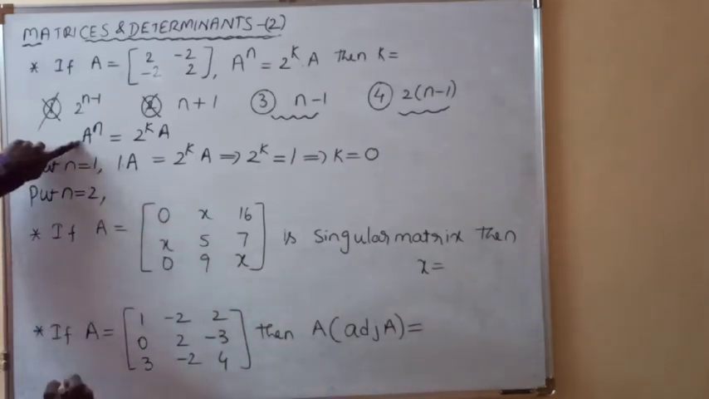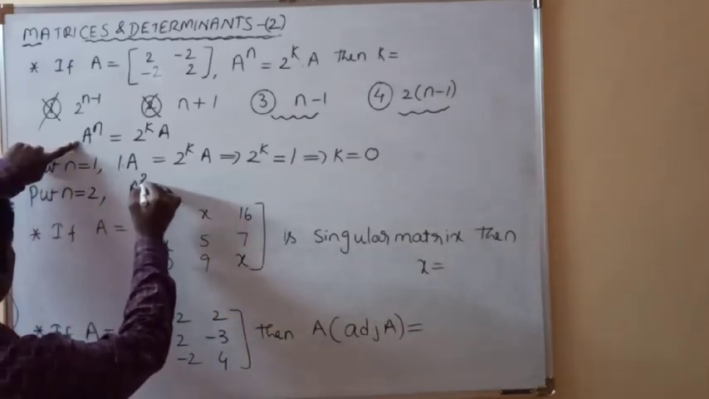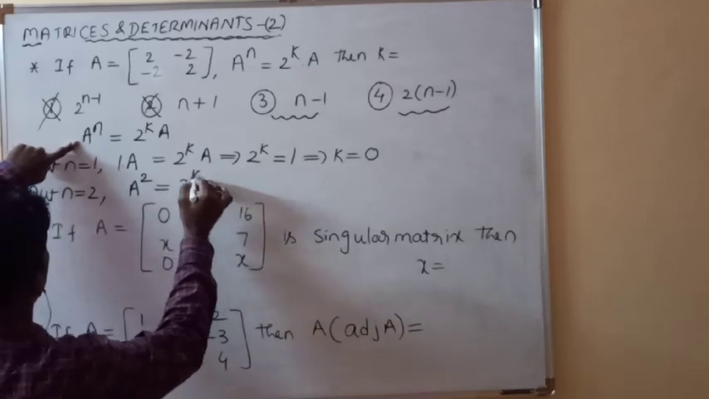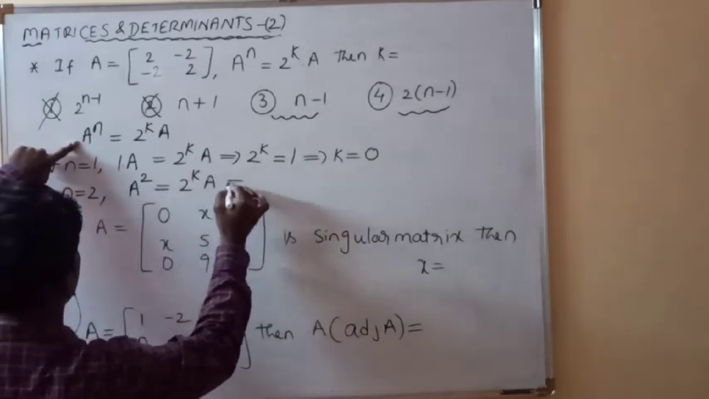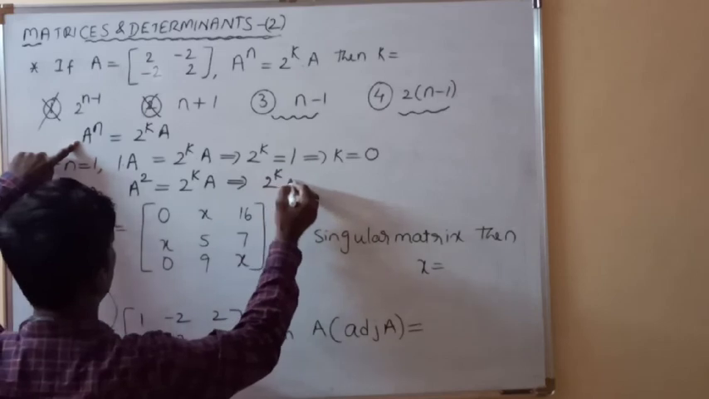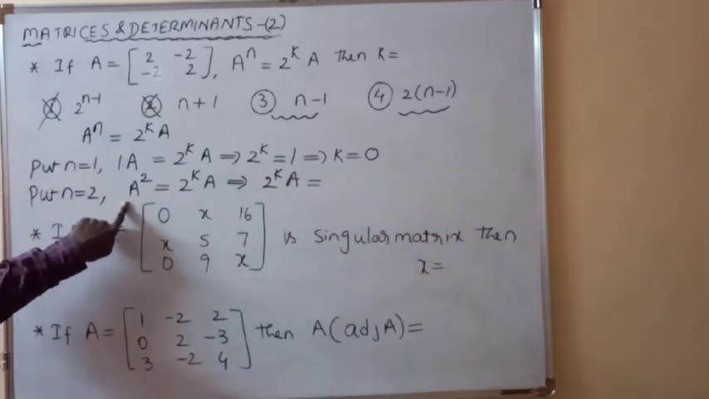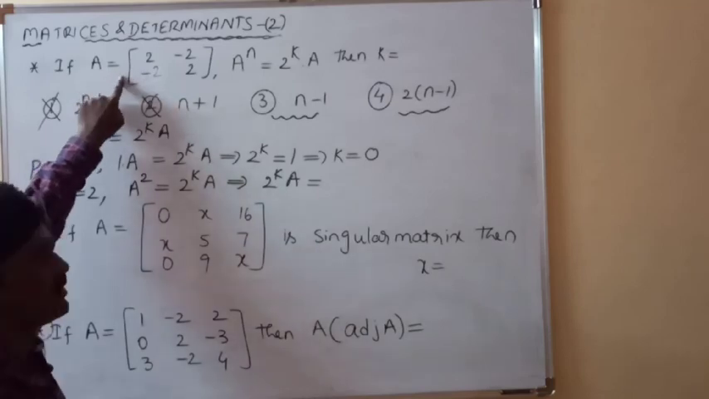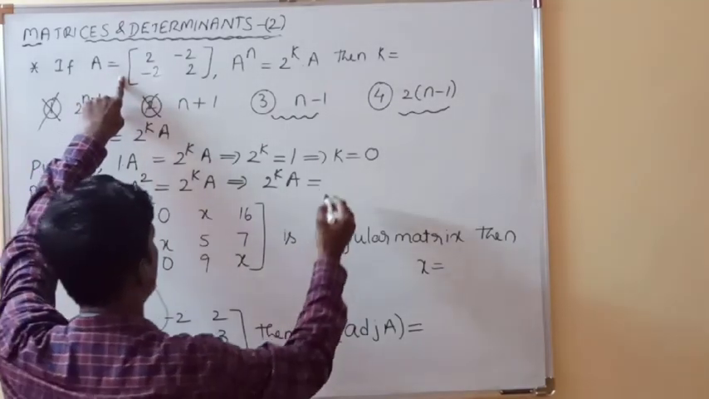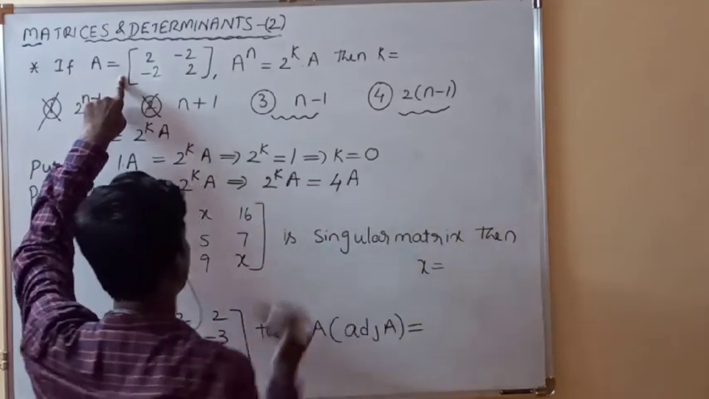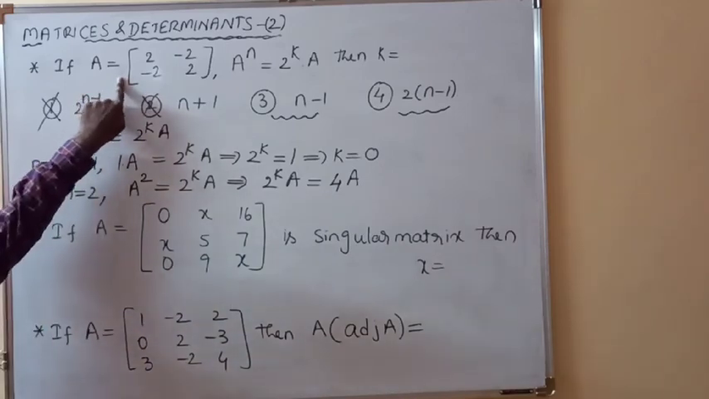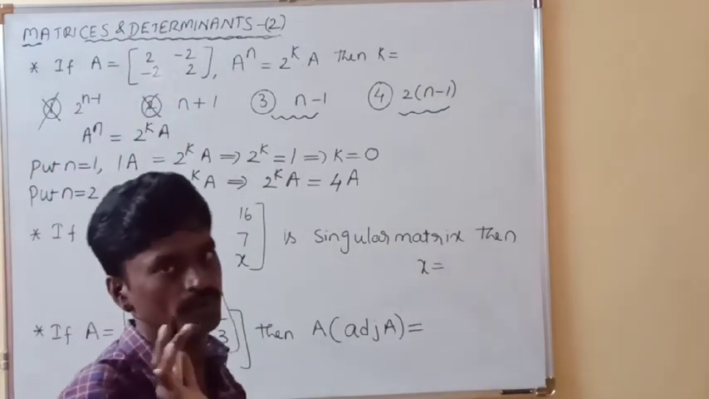So put n is equal to 2. If you put n value 2 here, what will you get? A square is equal to 2 power k into A. So this implies 2 power k into A is equal to A square. Calculate the A square matrix. This is the A matrix; you calculate A square, you will get 4A.